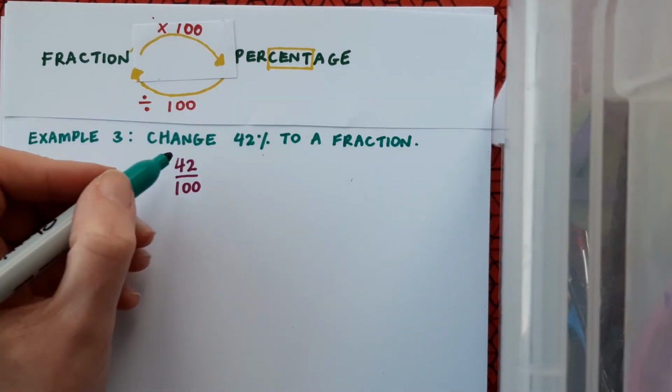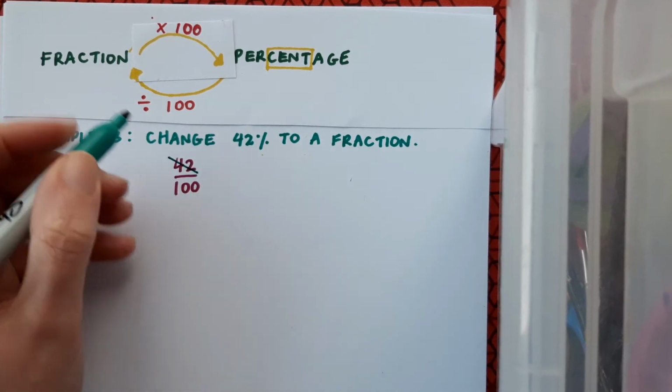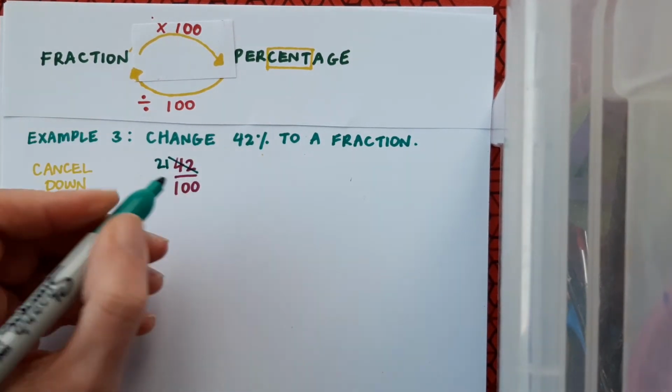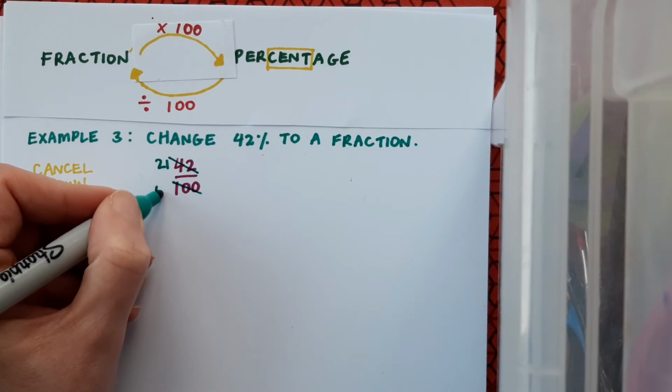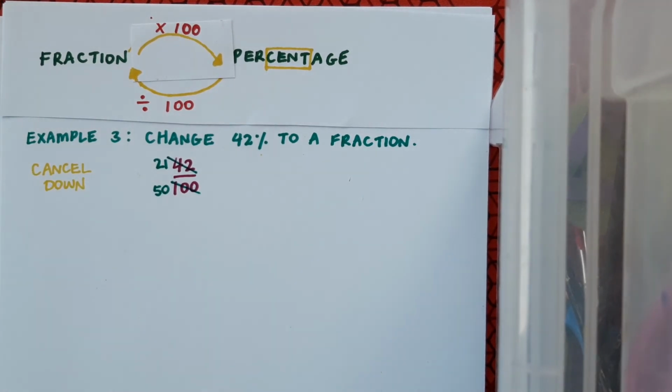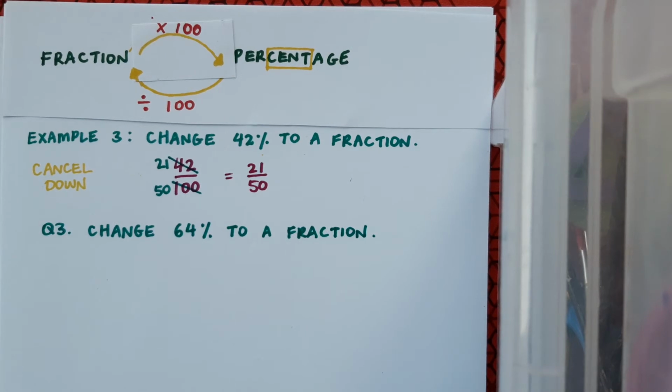So in this case, 2 will go into 42, and that'll go in 21 times, and 2 will go into 100 50 times. And that's the only common factor. So that'll be my answer, 21/50. Here's one for you. Change 64% to a fraction. So pause the video, try the question, and then play and see if you're correct.